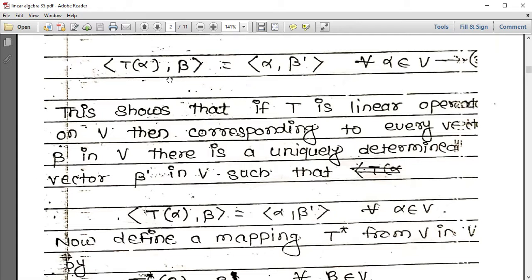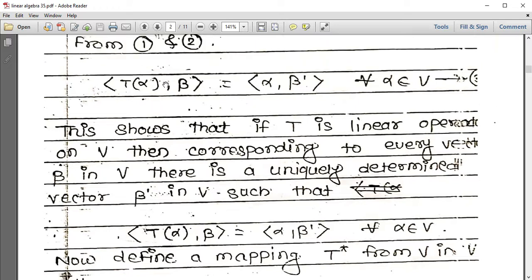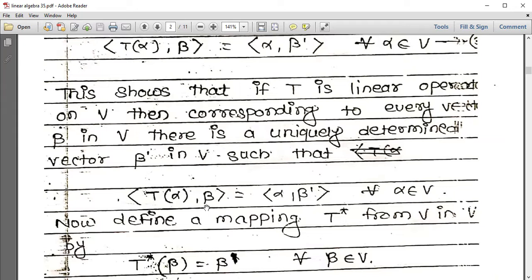This equation number 3 shows that if T is a linear operator on V, then corresponding to every vector beta in V, there is a uniquely determined vector beta dash in V such that the inner product of T of alpha with beta is equal to the inner product of alpha with beta dash for all alpha belonging to V.